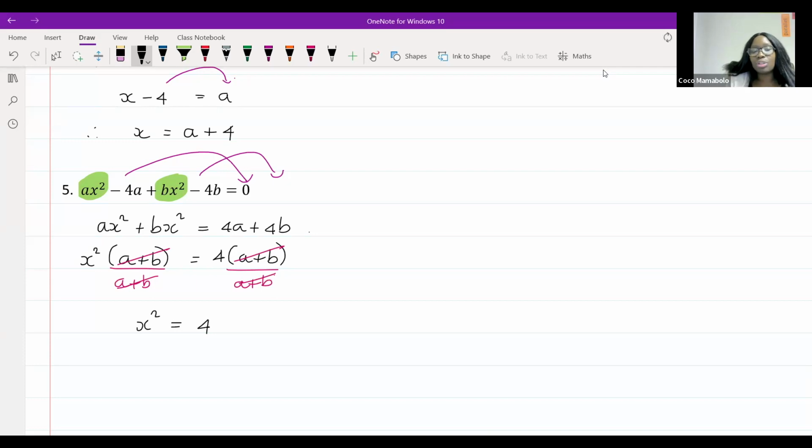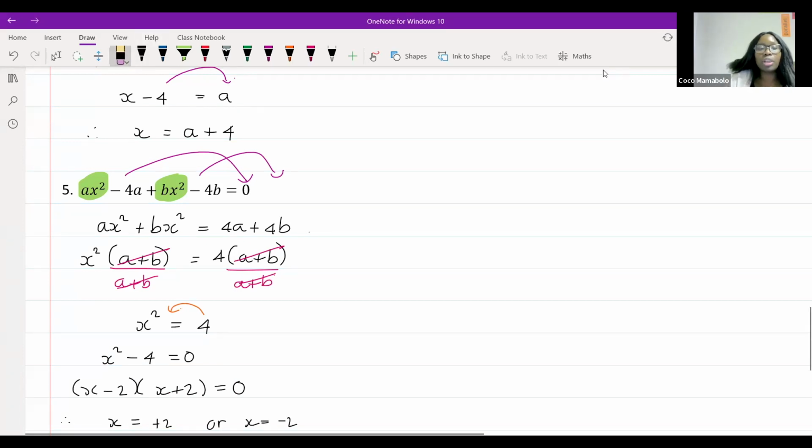And then I need to take the square root. I can do two different things here. First, I can take the 4 over to the other side, and I'm going to end up with x squared minus 4 is equal to 0. This is a difference of squares. So I can open up 2 brackets is equal to 0, x minus 2, x plus 2. Therefore, x is equal to positive 2 or x is equal to negative 2.